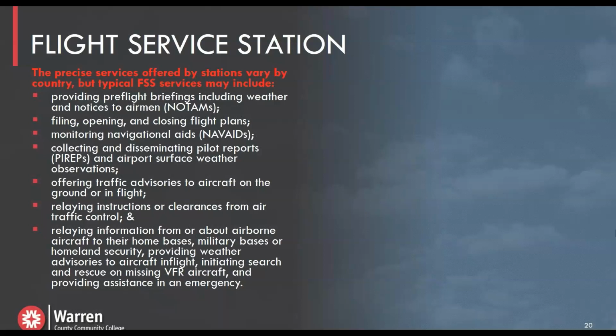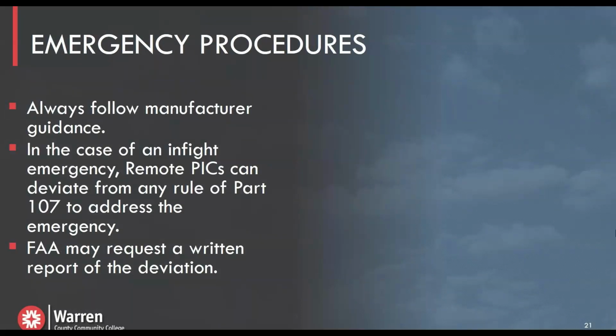You probably have had that on the plane when he tells you it's about to get turbulent. That's how they know. They're getting information from an airport on the ground, locally, a flight service station. Initiating search and rescue on missing visual flight rule aircraft, and providing assistance in an emergency. Any of these things might matter. You probably won't see these on your drone test, but I wanted you to be aware of what they did, because you might see the term flight service station. So at least now you know what it is.